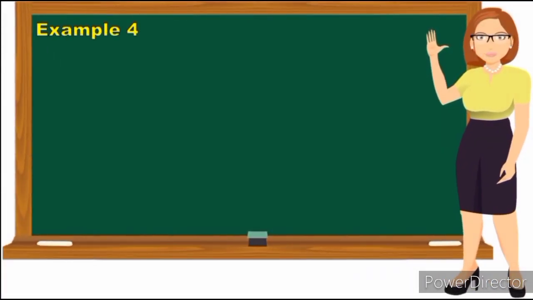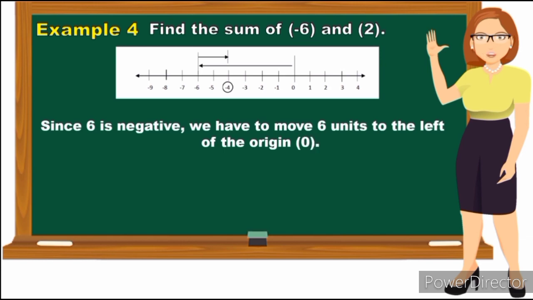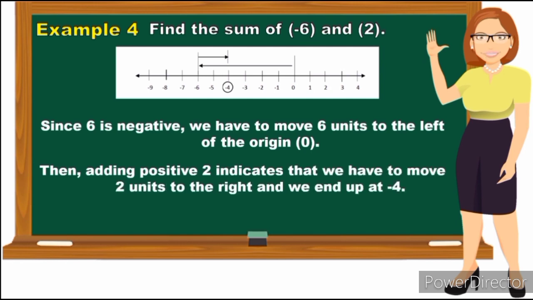Example number 4. Find the sum of negative 6 and positive 2. Look at the number line below. Since 6 is negative, we have to move 6 units to the left of the origin. Then, adding positive 2 indicates that we have to move 2 units to the right and we end up at negative 4. Thus, negative 6 plus 2 is equal to negative 4. What will be our answer? Correct, negative 4.